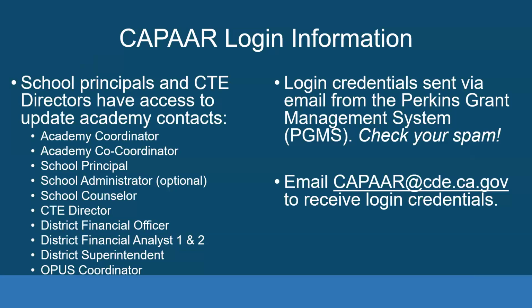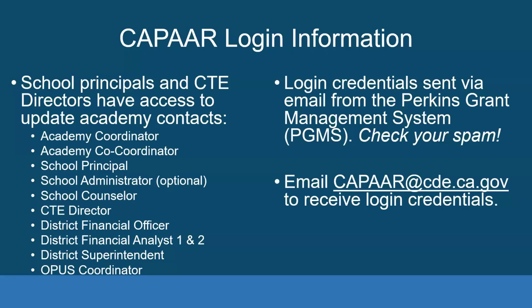This list here shows all the different people that can be part of your academy contacts. So obviously the coordinator, it's optional to have a co-coordinator. The school principal information is in there, and that's automatically imported from Opus. You have an option to add a school administrator that's responsible for the academy, so maybe an assistant principal or someone that helps out. And then we just added school counselor, and hopefully you have a dedicated CPA counselor. But having a counselor is a nice addition since they can provide a lot of the student data. Your CTE director is in there.